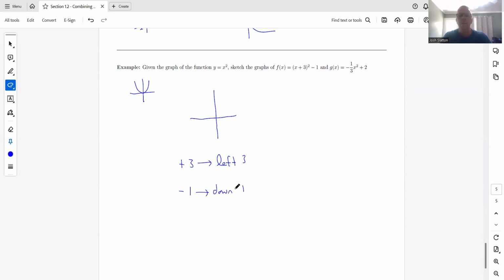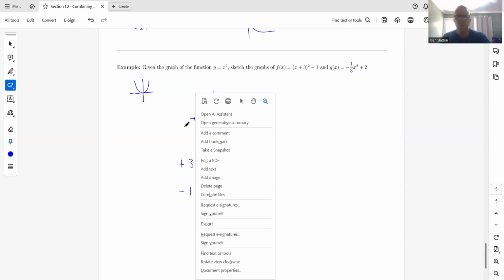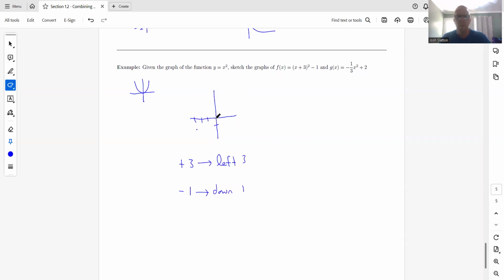All right. So let's go left 3. Let's go down 1. And there, oops, that point there used to be here. So it used to look like that. Now it's going to look like this. And we won't worry about the width or anything, but it's the same width as a standard x squared function.